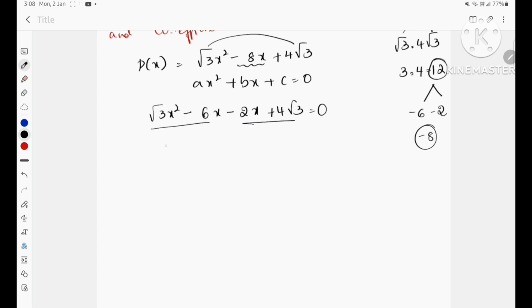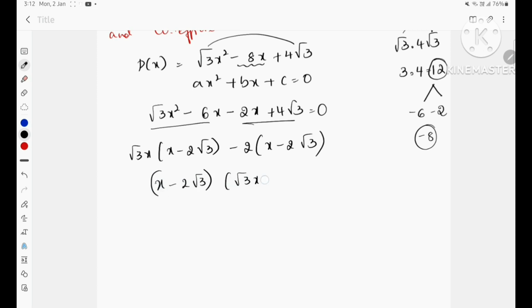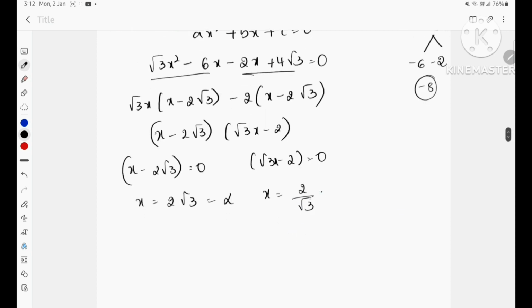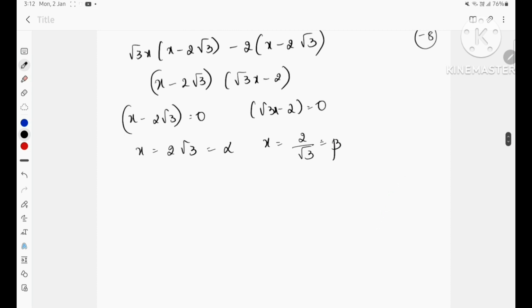So now you can take common out. Here you can take root 3x minus 2 root 3, and in the second part you can take 2 into x minus 2 root 3. Hence you get x minus 2 root 3 and root 3x minus 2. If this is equated to 0, we get alpha and beta, the two roots, the two zeros. One zero is x equal to 2 root 3, the other zero is x equal to 2 by root 3. So alpha is 2 root 3, beta is 2 by root 3.